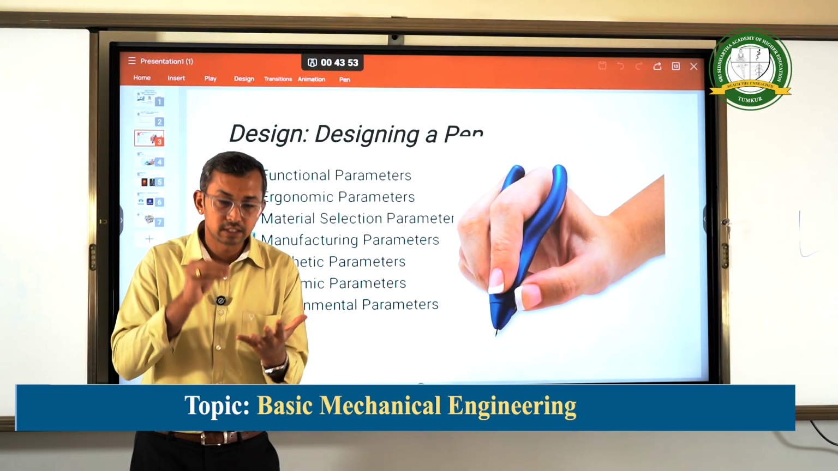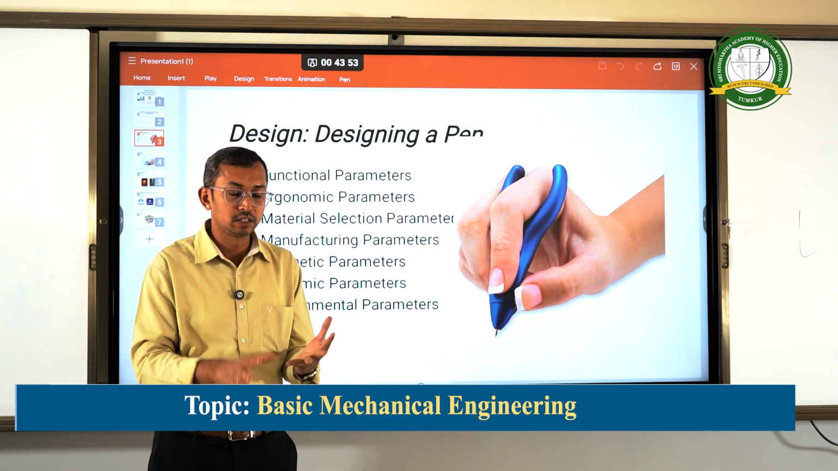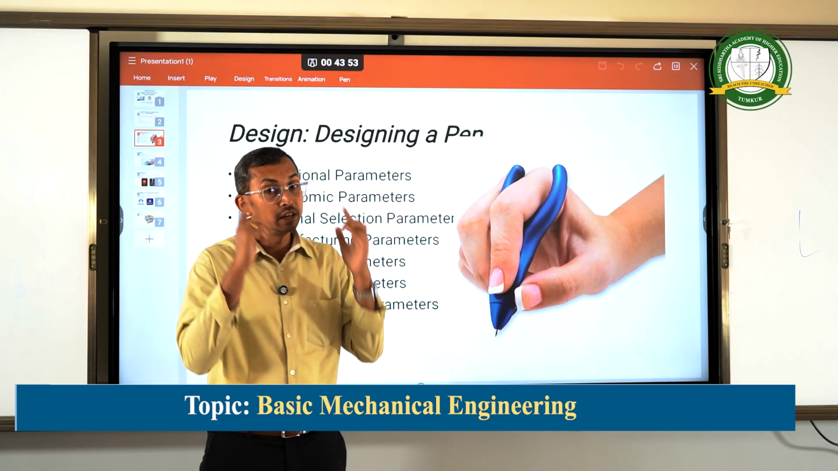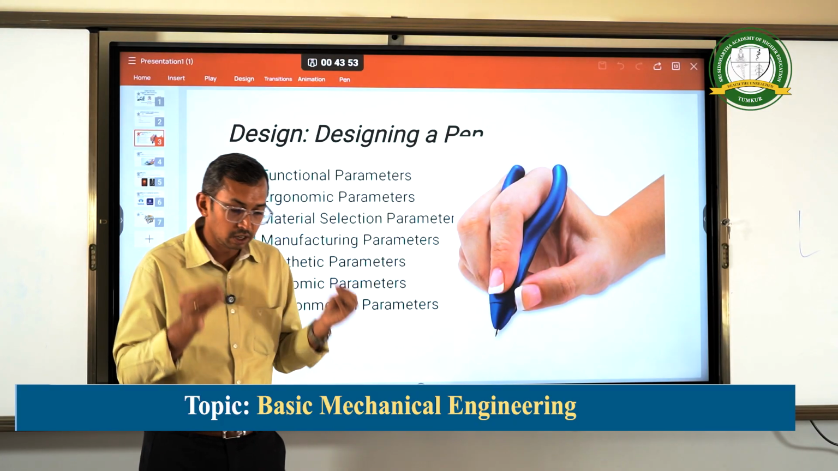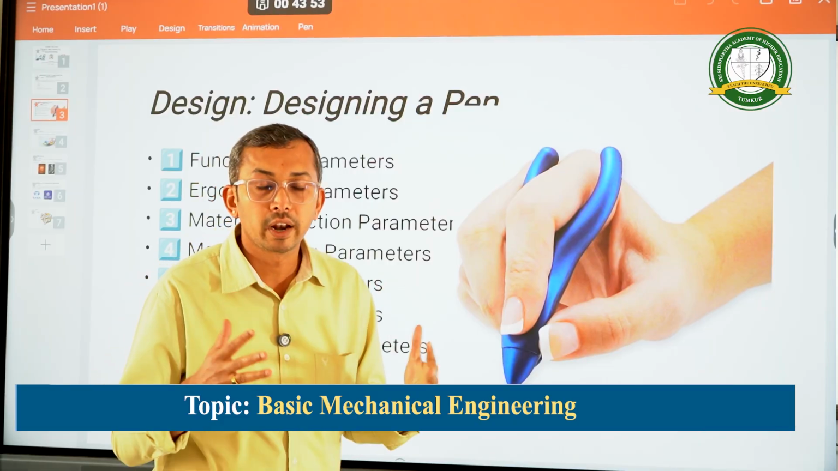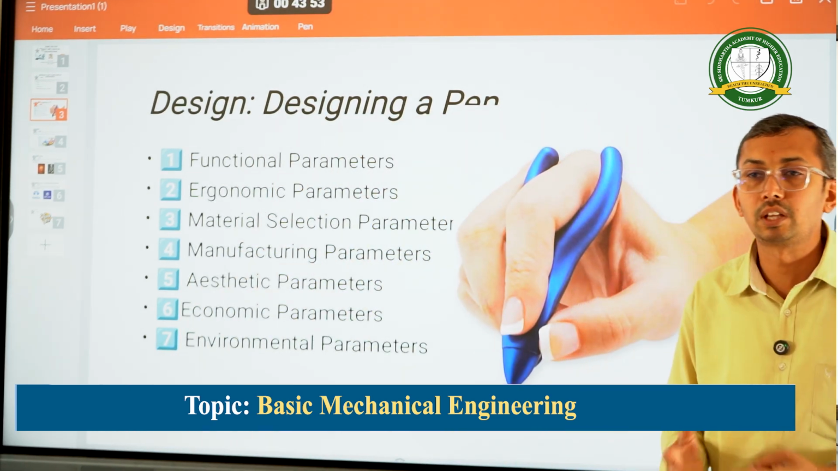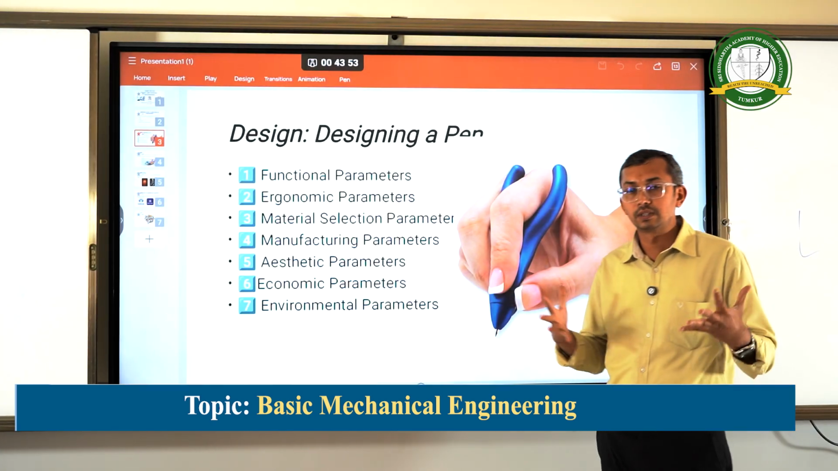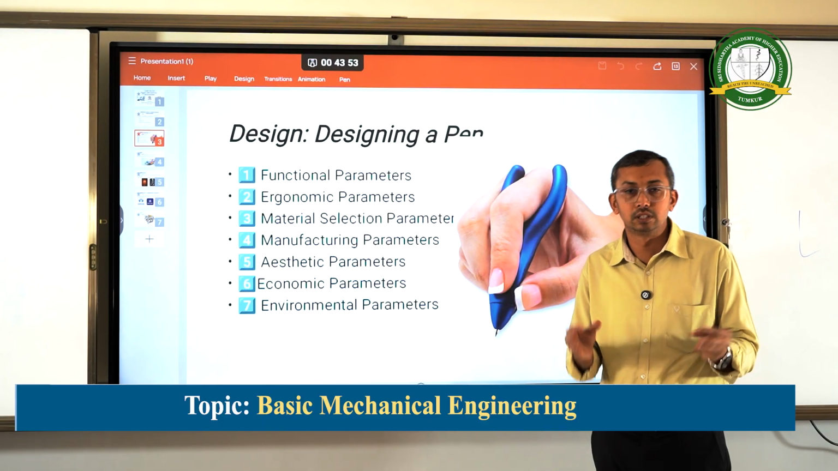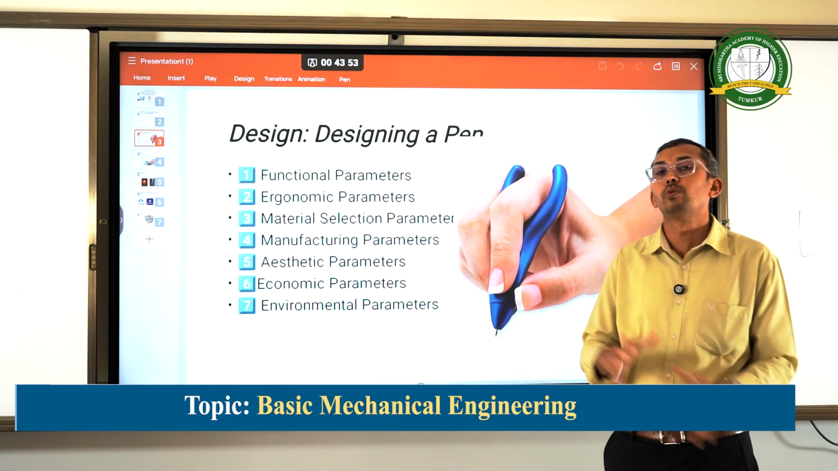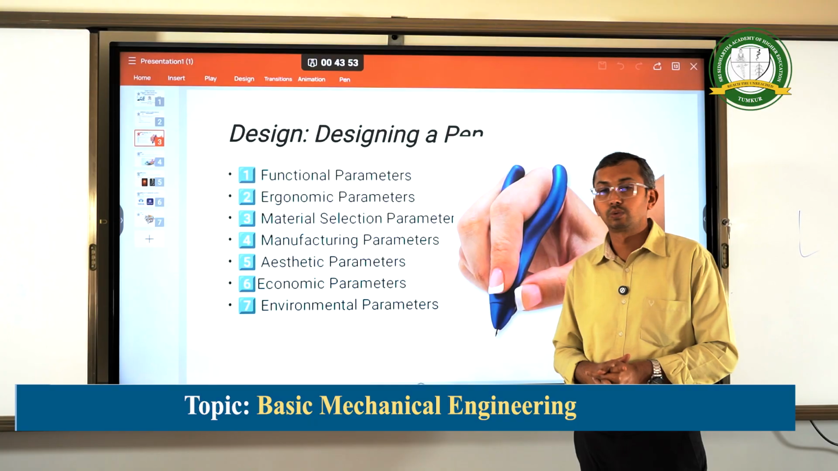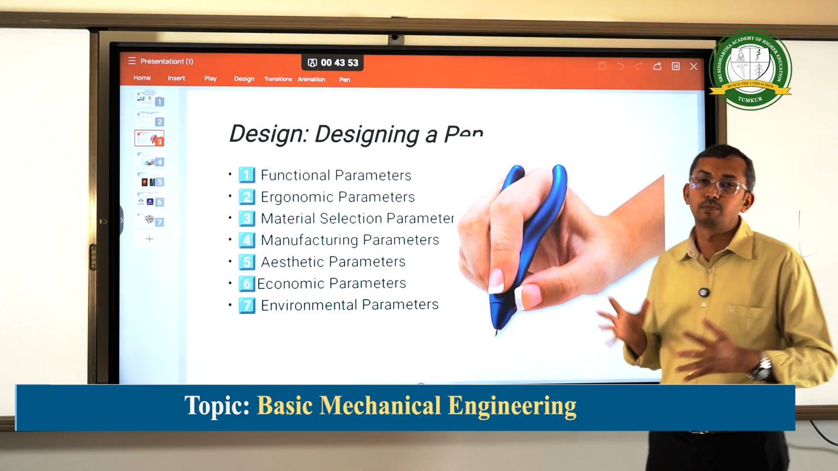So if you are designing a pen for a student, then you should keep in mind that nowadays in the market a wide variety of pens are available. With a minimum of 3 rupees, the pen is available for 3 rupees, 5 rupees and 10 rupees. But the students are going to buy a pen not more than 10 rupees. So that's why you need to consider an economic parameter.